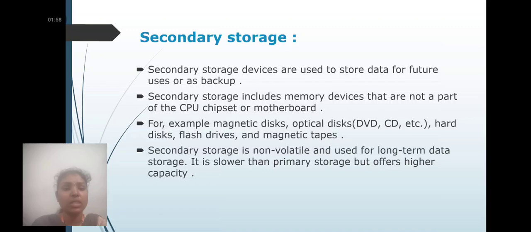Secondary storage. Secondary storage devices are used to store data for future use or as backup. Secondary storage includes memory devices that are not a part of the CPU chipset or motherboard. For example, magnetic disk, hard disk, flash drives, magnetic tapes, optical disks like DVD, CD. Secondary storage is non-volatile and used for long-term data. It is slower than primary storage but offers higher capacity.